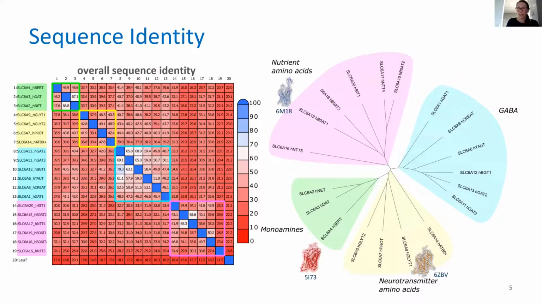Also, a little interesting fact is that the GABA transporter family is the last family of the SLC6 family that does not have a structure available yet. And this is actually very sad, right? But the reason is probably that they are particularly difficult to crystallize.